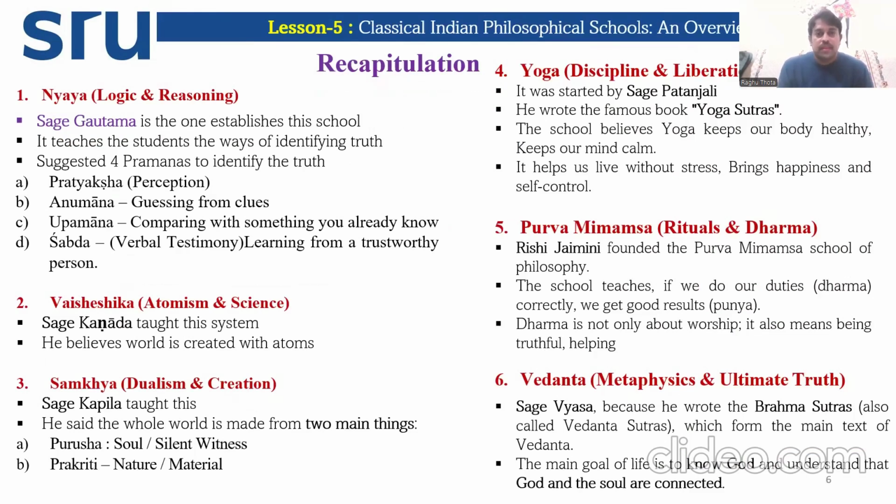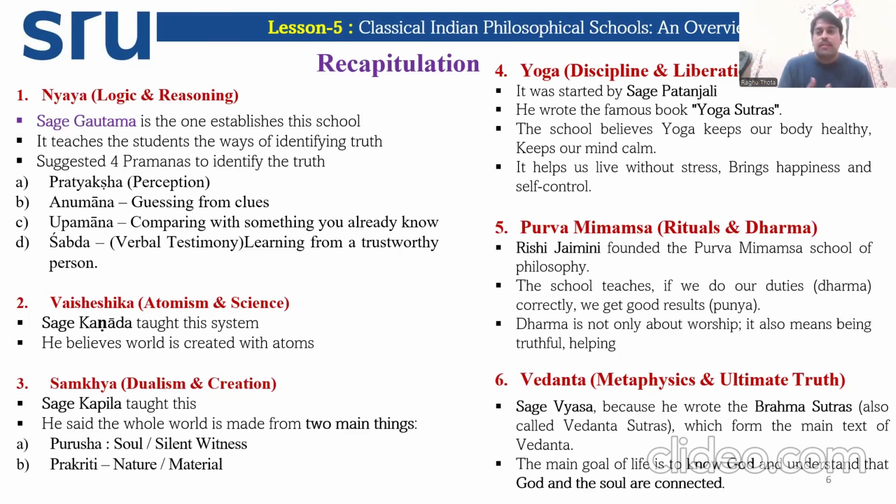Lesson number 5, classical Indian philosophical schools. An overview. There were 6 schools proposed by our ancestors during the ancient time or during ancient India. Every school has its own significance. For example, if you take the school of Nyaya, which focuses on logic and reasoning, sage Gautama established a school during the ancient time. It teaches the students the different ways of identifying the truth.